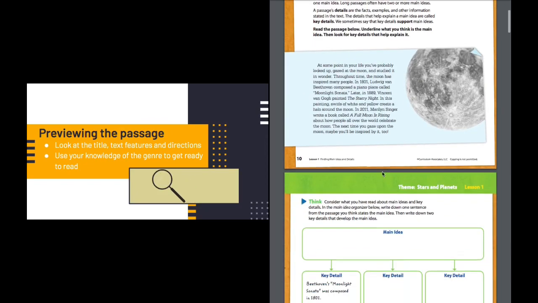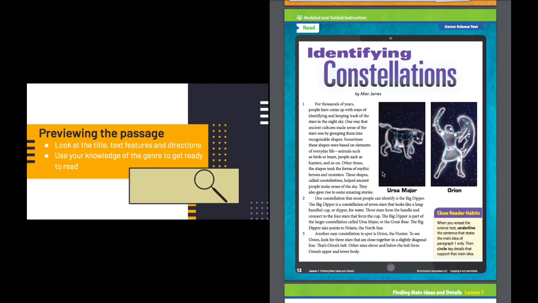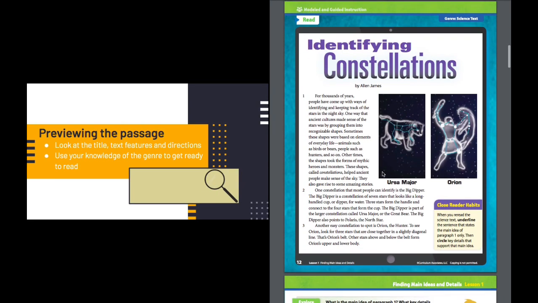So we're going to take a look at, you can skip page 11, we're going to take a look at Identifying Constellations together. I'm going to be doing this one for you guys and walking you through how I would think through it. So when I'm previewing this text, I'm looking at the title. The title of this text is Identifying Constellations. Interesting.